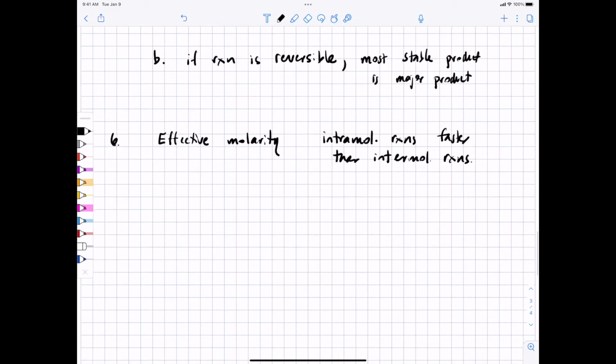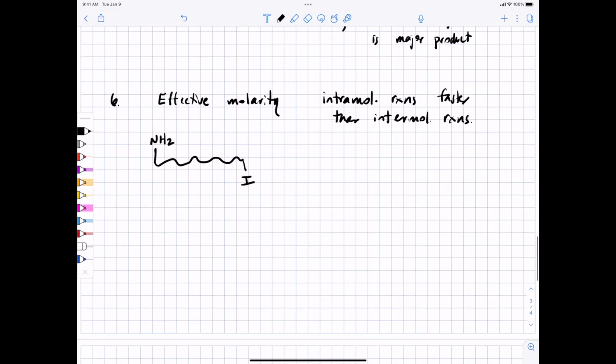Suppose we have a molecule like this squiggly line, and we've got an iodide or a leaving group at the end of it, and we've got an amine at the other end of it. And we'll call this starting material, I don't know what we're going to call it. Your text calls it starting material I. There's a couple of things that could happen. You could do an intermolecular reaction where one molecule of I finds another molecule of I to give you a linear product.